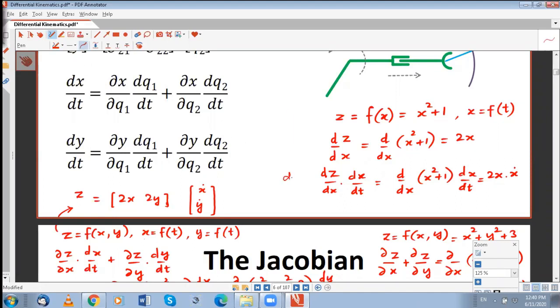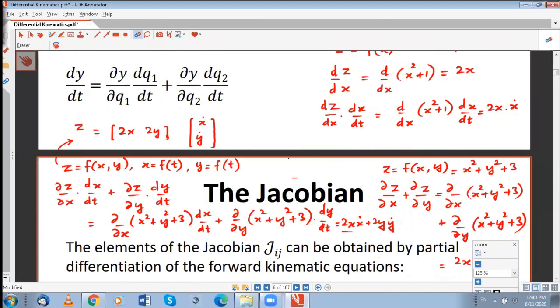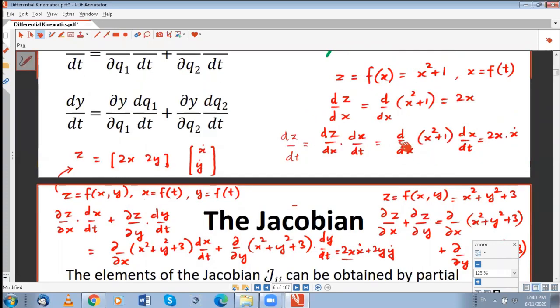But if you know that x is further a function of time, then you better call this dz/dt, the derivative of z with respect to time. You will take two steps. First, differentiate z with respect to x, because z depends on x, and then differentiate x with respect to time. Only then will you get z dot. So you first differentiate with respect to x, you will get 2x, but you further differentiate this with respect to time.